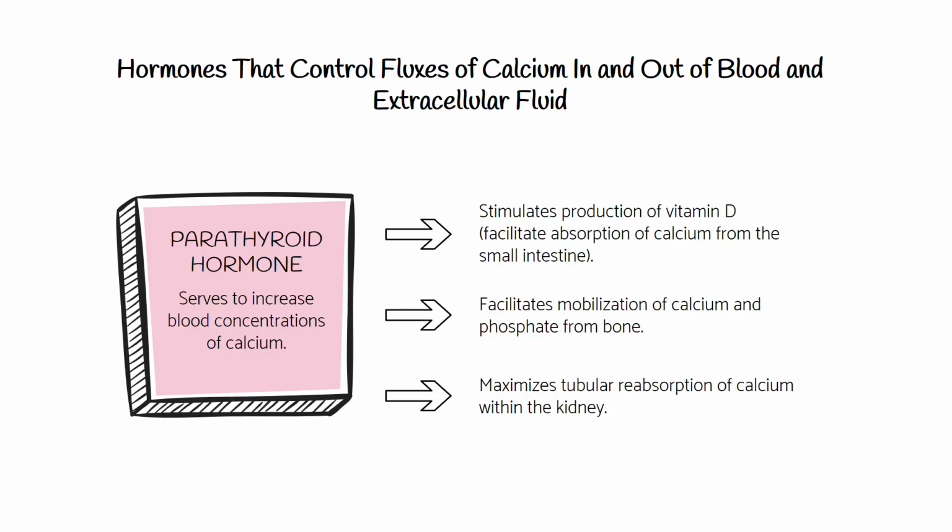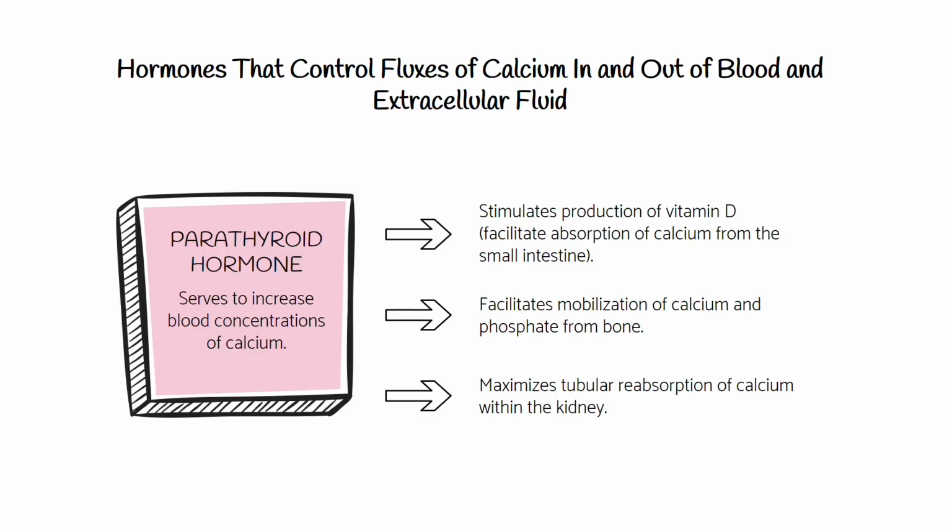Maintaining normal blood calcium and phosphorus concentration is managed through the concerted action of 2 hormones, which are the parathyroid hormone and calcitonin. So the first hormone is the parathyroid hormone. This parathyroid hormone serves to increase the blood concentration of calcium. This hormone preserves blood calcium by several major effects.